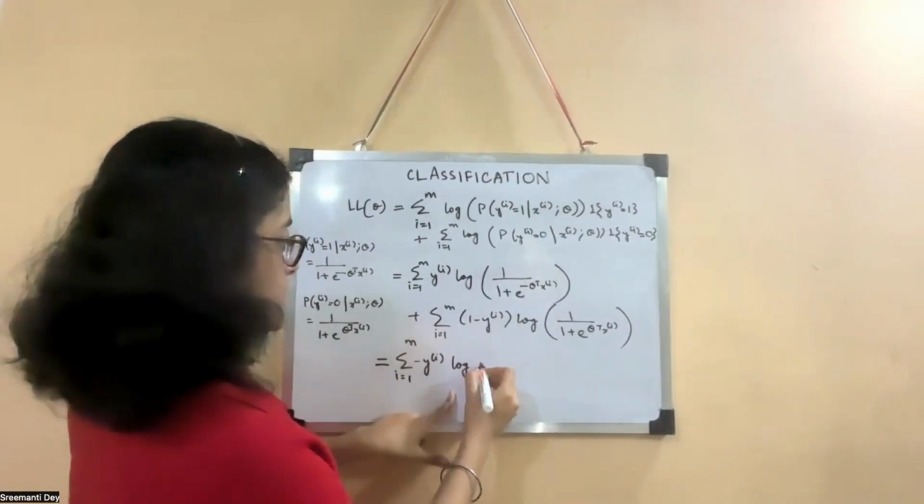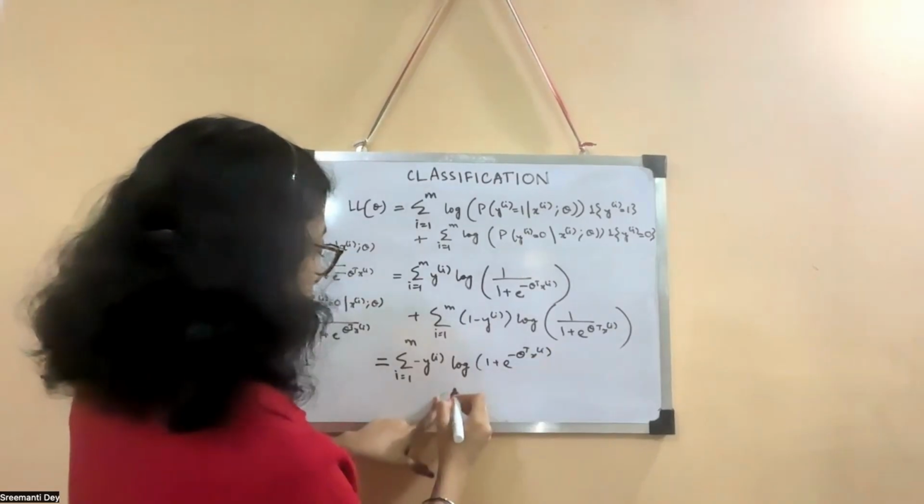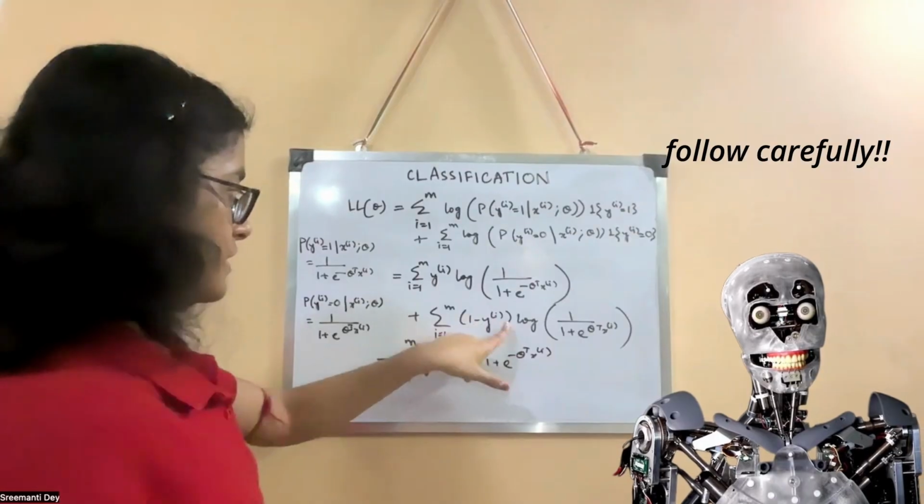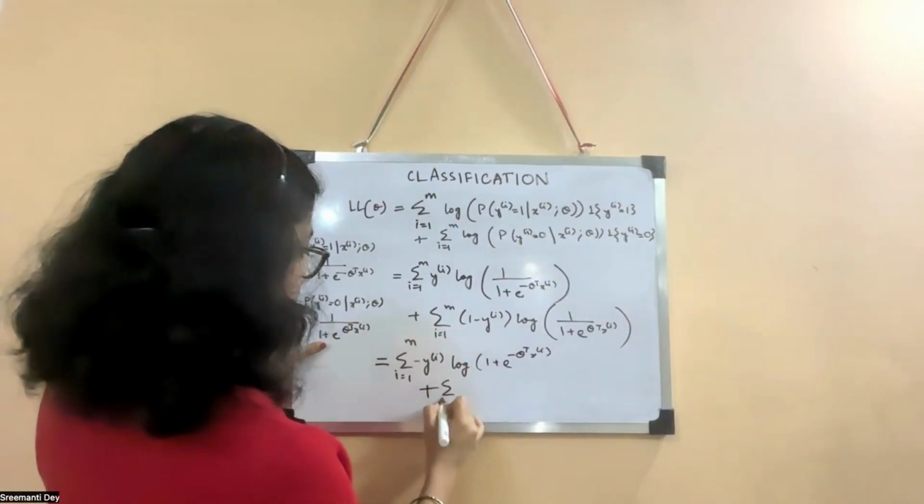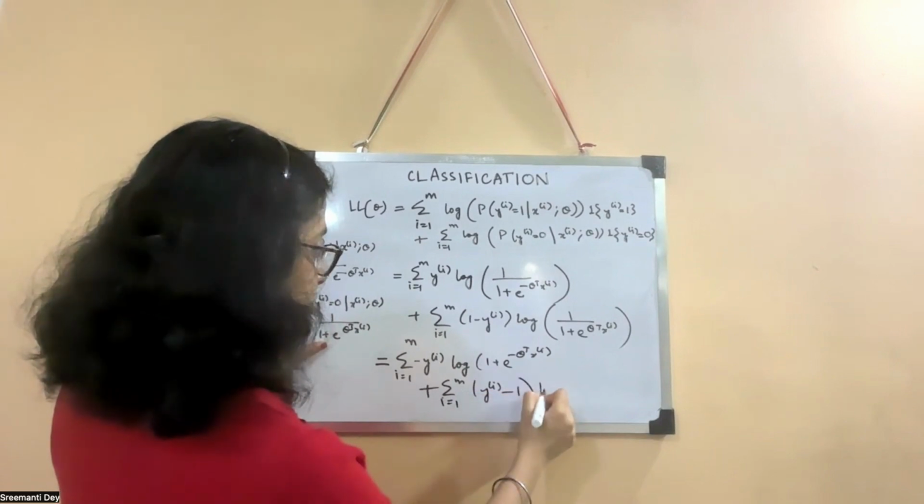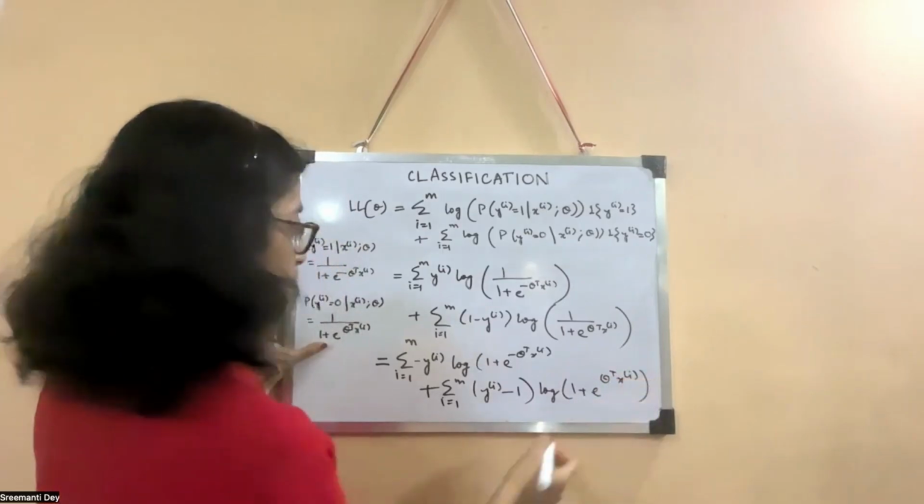This minus is because I'm putting it here. And this would have a minus already. So we can just write yi minus 1 log of 1 plus e to the power theta transpose xi. Cool.